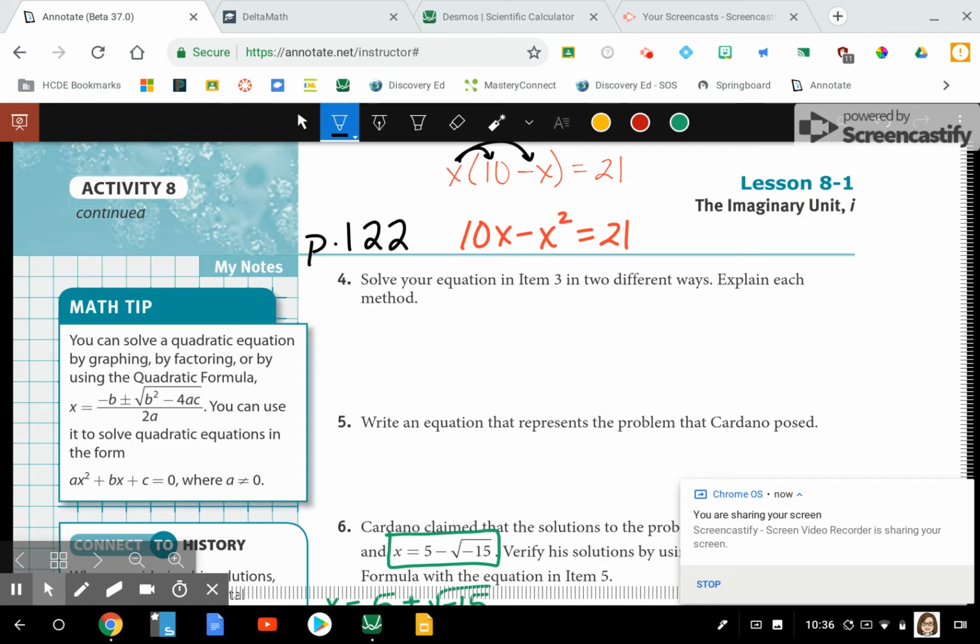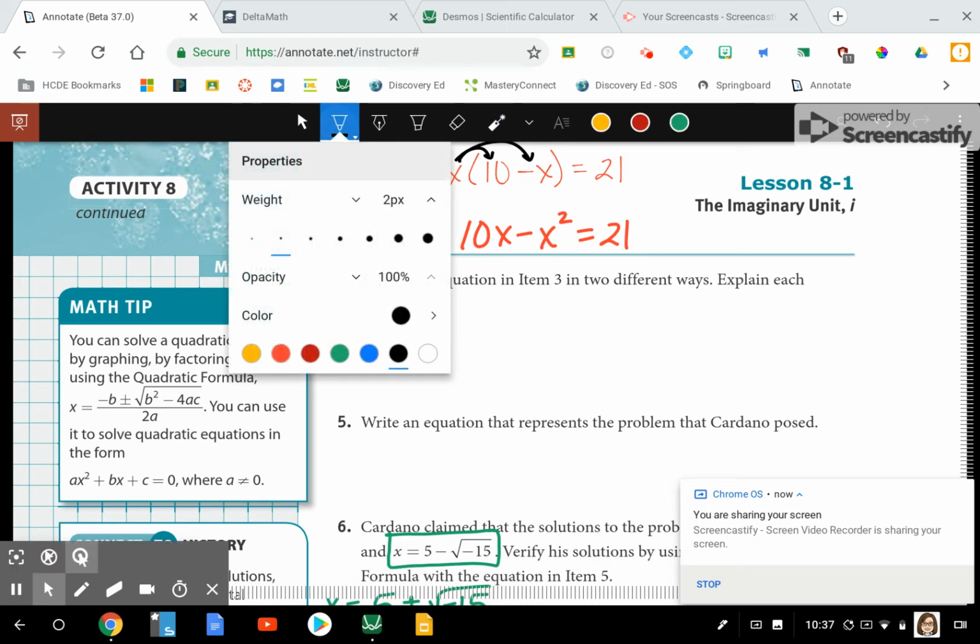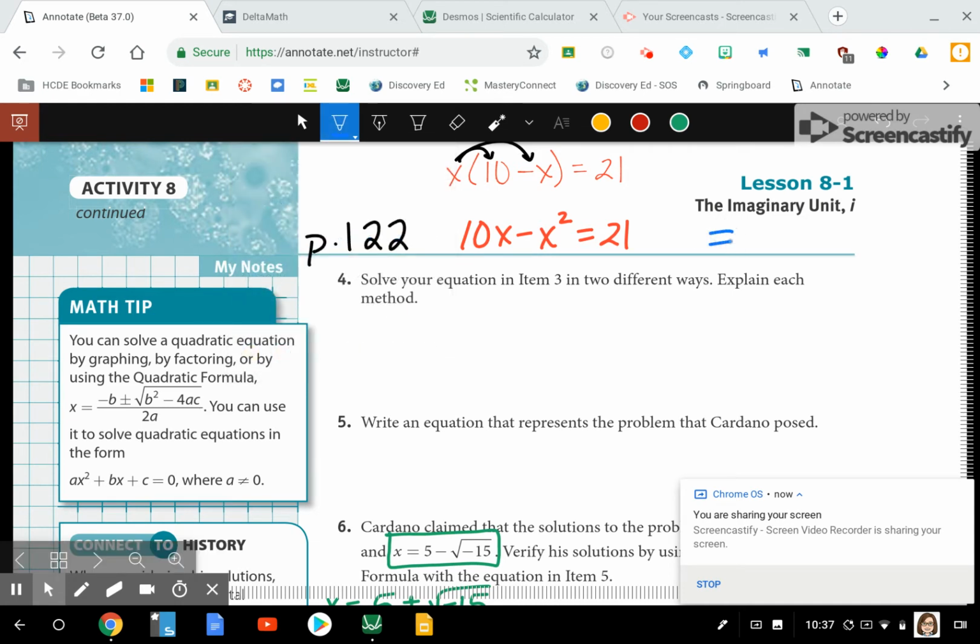So notice, this quadratic is not in standard form. How do we know if a quadratic is in standard form? And then also, how can we solve a quadratic? Because right now this is equal to 21. What should our quadratics be equal to, to solve? Remember, quadratics should be equal to 0. So this is obviously not equal to 0, but we can get it that way by subtracting 21 from the other side.